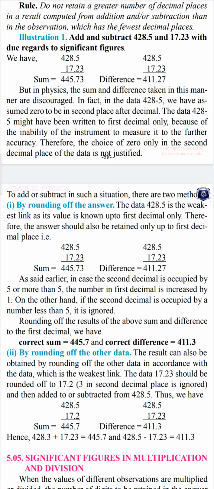1. By rounding off the answer. The data 428.5 is the weakest link as its value is known up to the first decimal only. Therefore, the answer should also be retained only up to the first decimal place. As said earlier, in case the second decimal is occupied by 5 or more than 5, the number in the first decimal is increased by 1. On the other hand, if the second decimal is occupied by a number less than 5, it is ignored. Rounding off the results of the above sum and difference to the first decimal, we have correct sum equals 445.7 and correct difference equals 411.3.